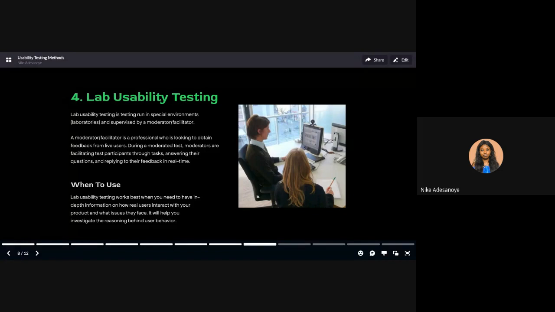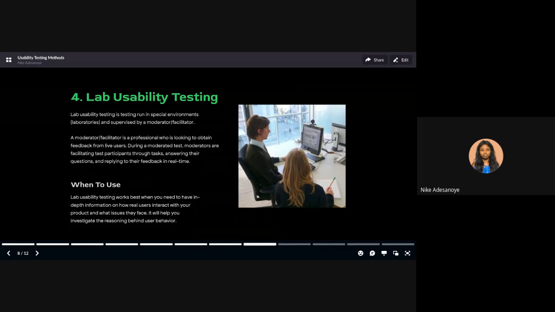But for this moderated or lab usability testing, you have your expert in a confined place and you are testing with them. You are telling them to speak up, so as they perform their tasks, they are speaking to you. You're also directing them on how it should be done, right?